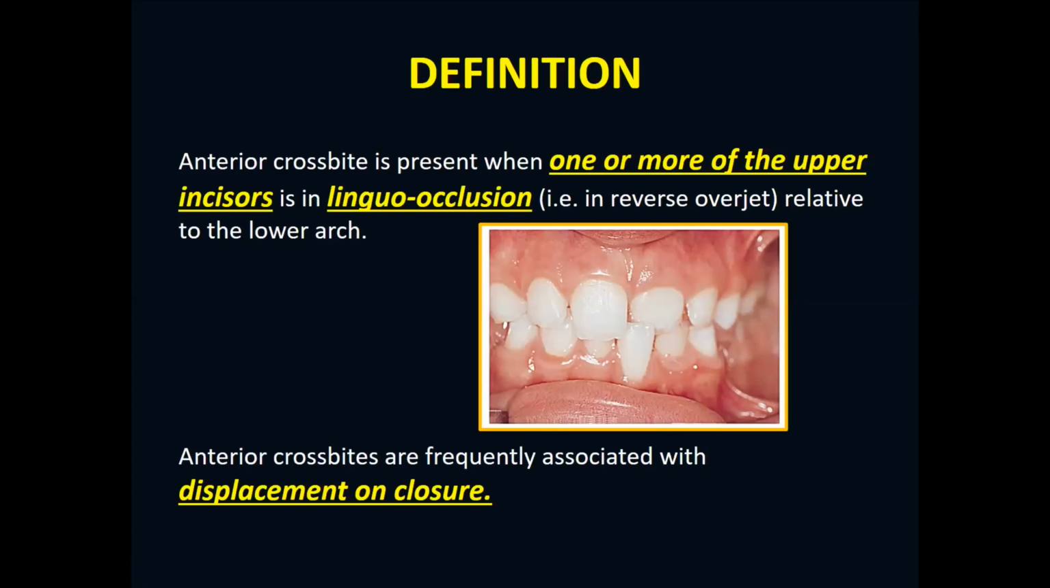So anterior crossbite is a malocclusion in which you have one or more upper incisors in lingual occlusion. In other words, one or more lower incisors could be labial to the upper incisors. This we call an anterior crossbite. At least one or more teeth should be involved. There is a possibility that all of the incisors could be involved, and even one tooth could be involved.